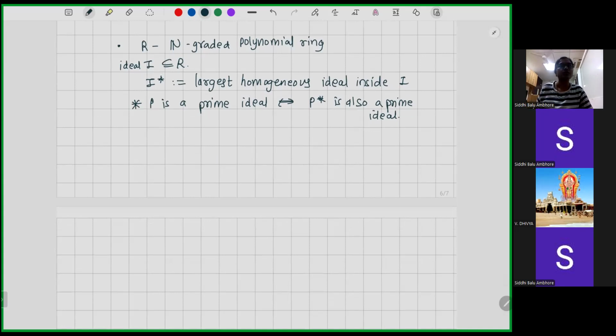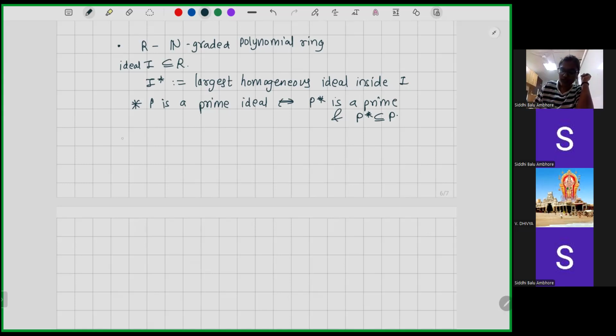I mean, not that; P star is a prime, and this is the correct way. P star is contained in P. Okay. So what this says is that if P is a prime ideal, then P star, that is the maximal homogeneous ideal contained inside P, is also a prime ideal. Okay, so that is the result we have.